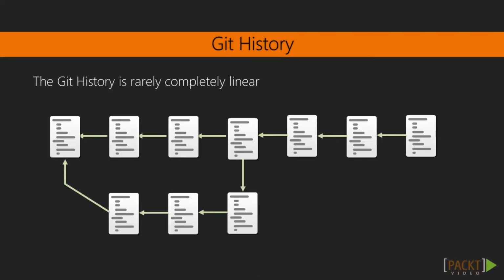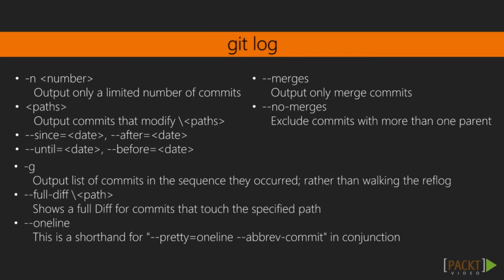The history of Git is rarely completely linear. In other words, it does not often represent a single continuous timeline, particularly when there are multiple developers contributing to the project. As you have seen, we can use the git log command to explore the history of our repository. Like the commit command, the git log command has an immense set of options and modifiers. Here are some that I find most useful for exploring a complex history.